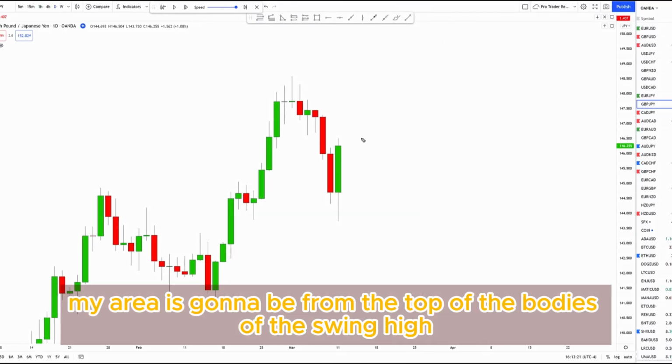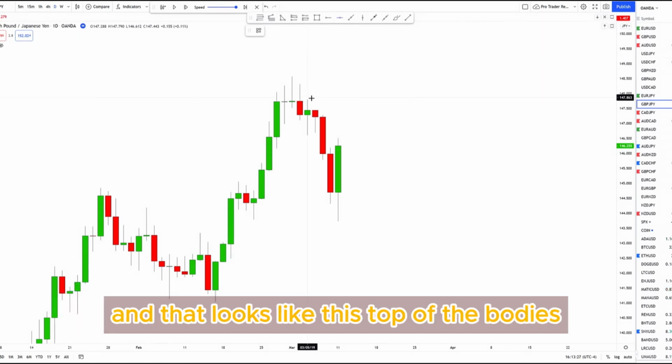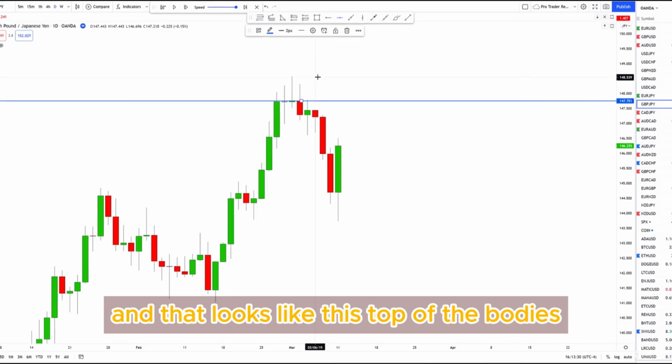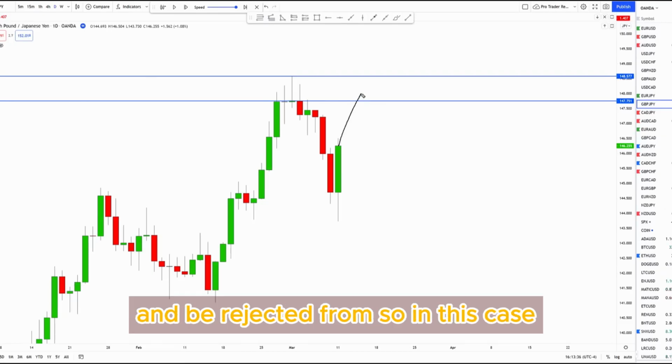My area is going to be from the top of the bodies of the swing high to the very high of the wick of the swing high. And that looks like this. Top of the bodies, top of the wick. We now have a zone where I want to see price touch and test and be rejected from.